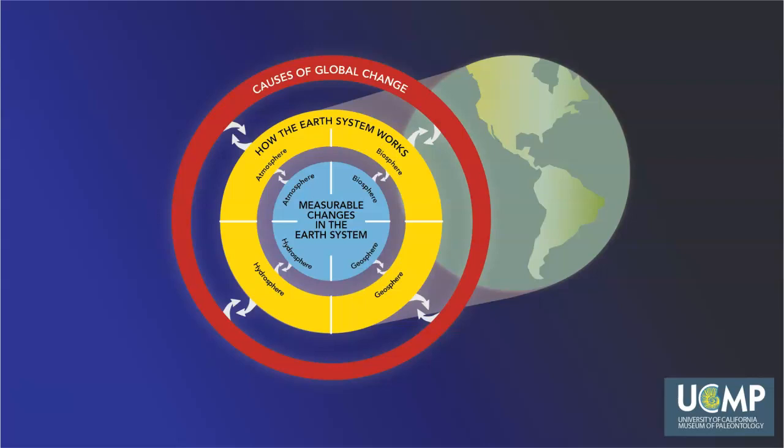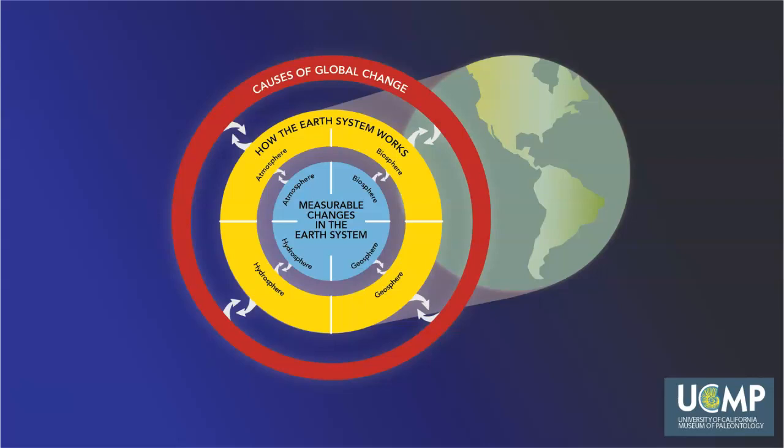They have the red ring, which is the causes of global change. These are the human activities and the non-human phenomena that change the Earth system. The yellow ring is how the Earth system works, the major processes that shape the world around us. And then finally, the blue middle are the measurable changes in the Earth system. So this includes the evidence or the data that indicate how fast and how much the world is changing.